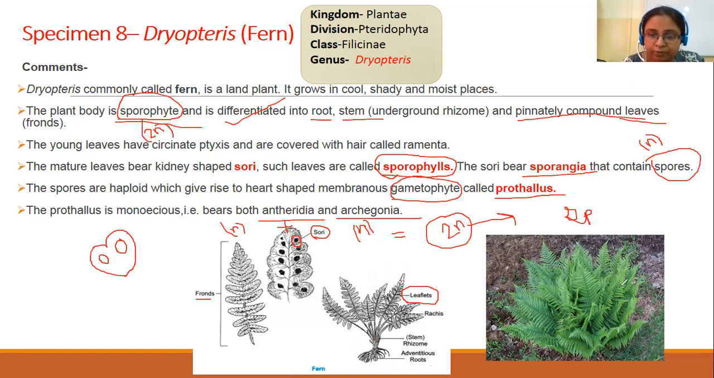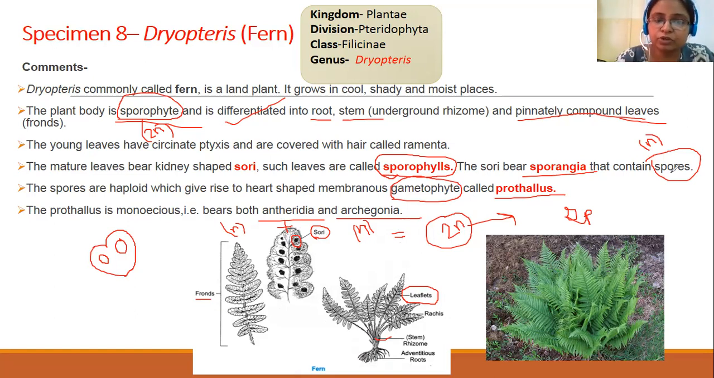It is well developed. It has roots, stem, and leaves on it. These leaves are called the fronds. Fine. These sporophylls bear numerous sori in which sporangia are there, and these sporangia are filled with haploid spores. These haploid spores will germinate, and with the germination they will produce the next generation.